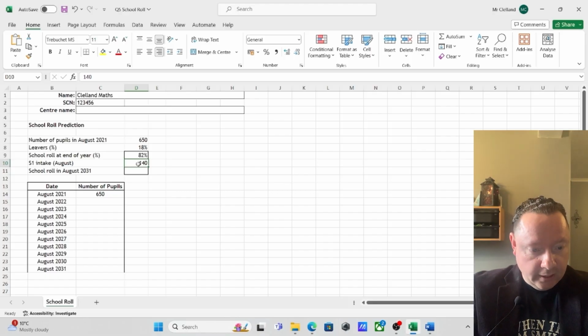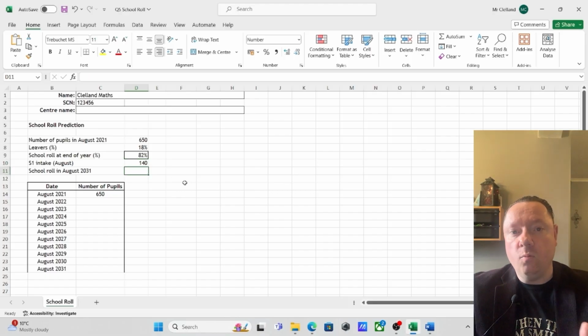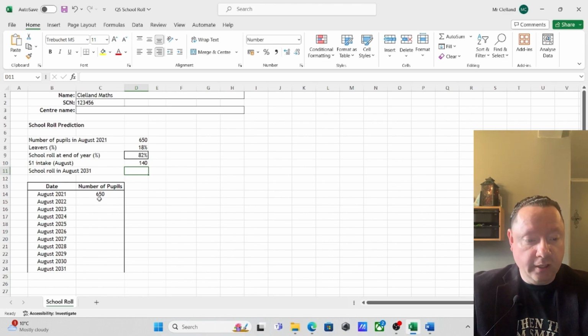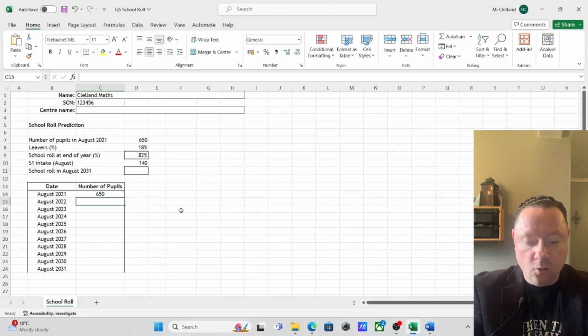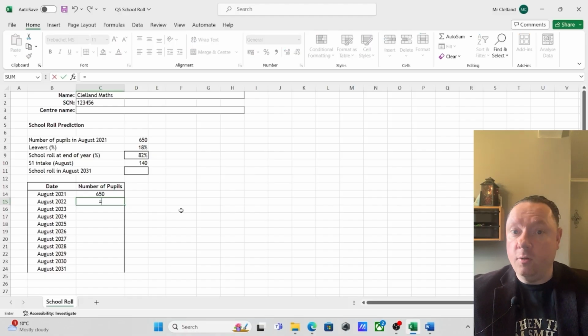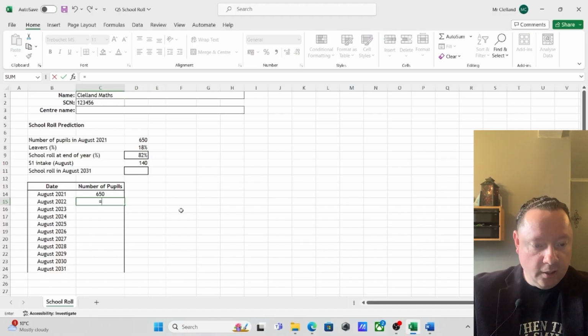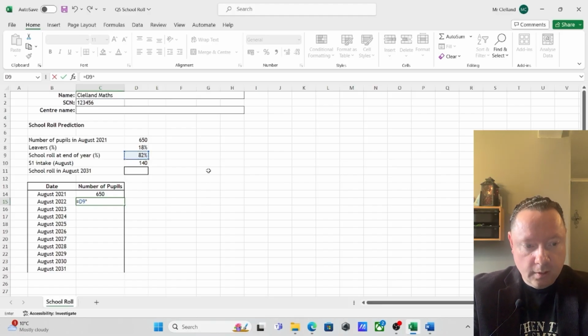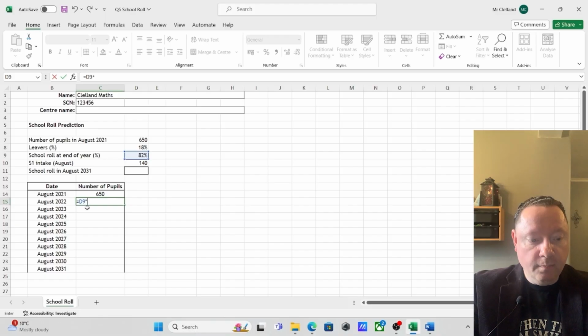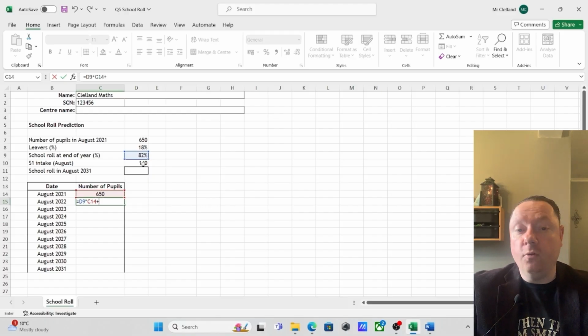Okay, S1 intake is 140. We have to work out this one, so we're going to have to go into our table. So we'll have to think about what we're actually trying to work out. If 82% are left at the end of the year, then this box is going to equal, let's just take the forward first, I'll do rounding later, essentially this box, which is 82%, times 650, but we don't want to type 650, we want to reference the previous because we want to do it every time, plus, and we want to add on 140 each time, so this one.